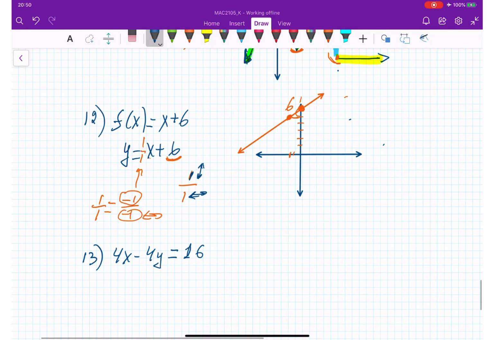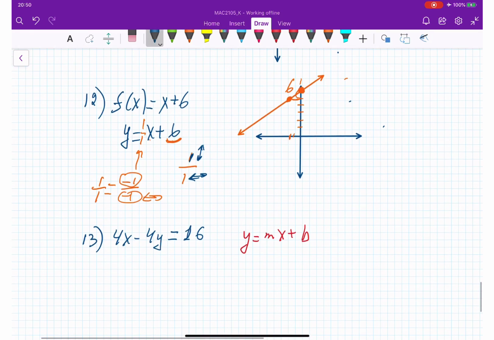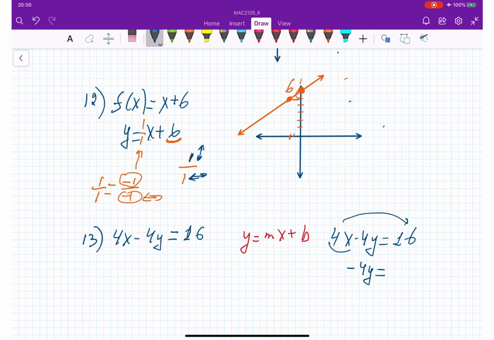We have to bring it to the format y is equal mx plus b, which means from this equation I need to find y. Okay, 4x minus 4y is equal 16. So let's find y. Negative 4y is equal, this 4x I'm flipping over this equal sign, it will become negative. Remember, every time you flip over the equal sign, you change the sign on the opposite. So it will become negative 4x plus 16.